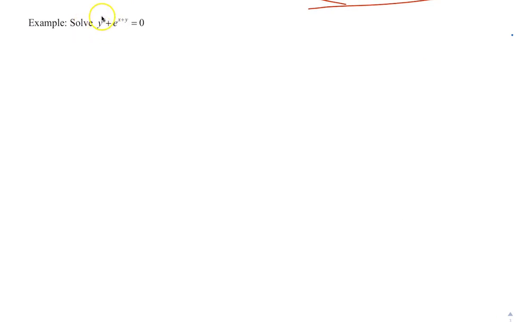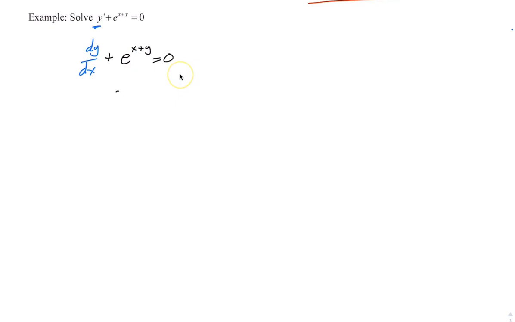So first, let's talk about what the y prime means. Remember, y prime just means dy dx. So dy dx, right there. So first let's do that so we understand they're all in the same spot. So that's all y prime means, it's dy dx. So next, we have to move this over. So we get dy dx equals negative e to the x plus y.